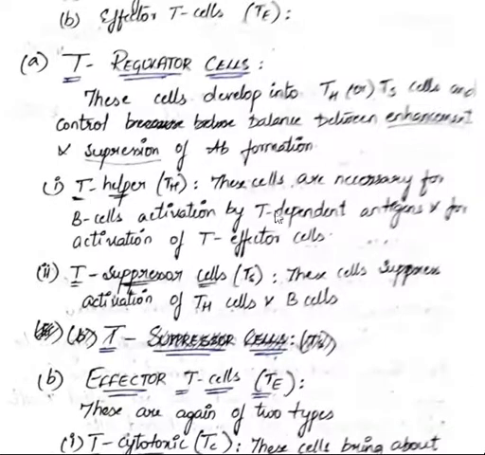These cells are necessary for B cell activation by T dependent antigens and for activation of T effector cells. Then coming to the T suppressor cells, these cells suppress the activation of T helper cells and B cells. Okay, so as the name itself says, they regulate whether the antibody production or formation is required or has to be suppressed.